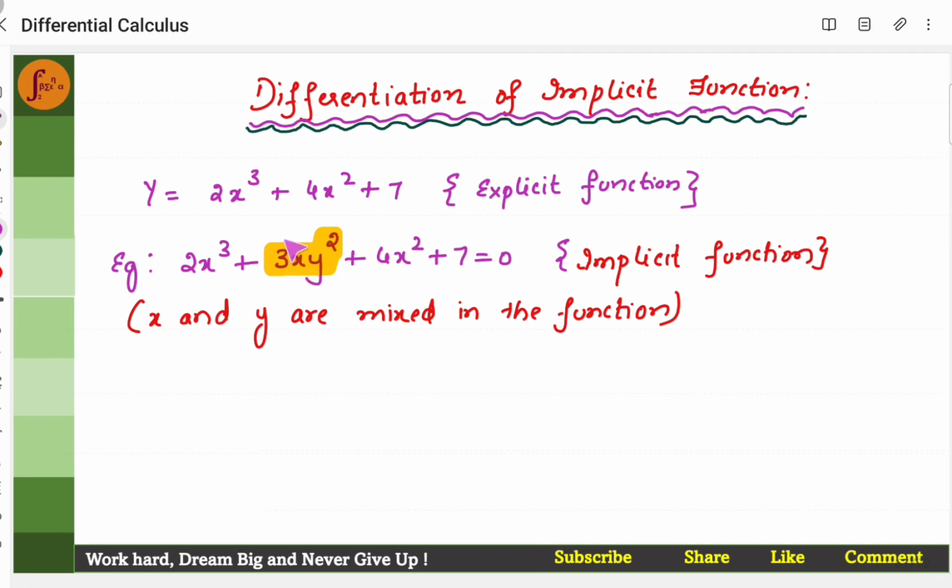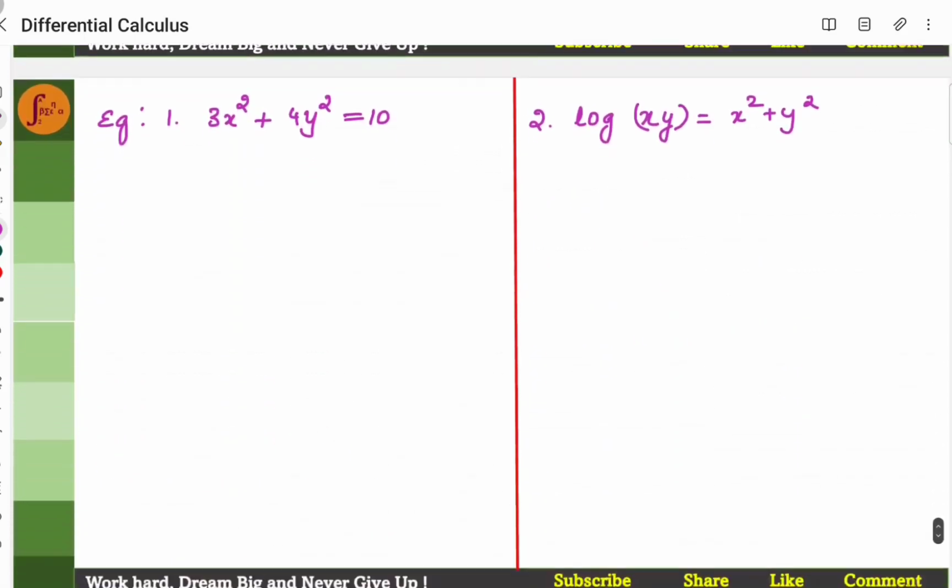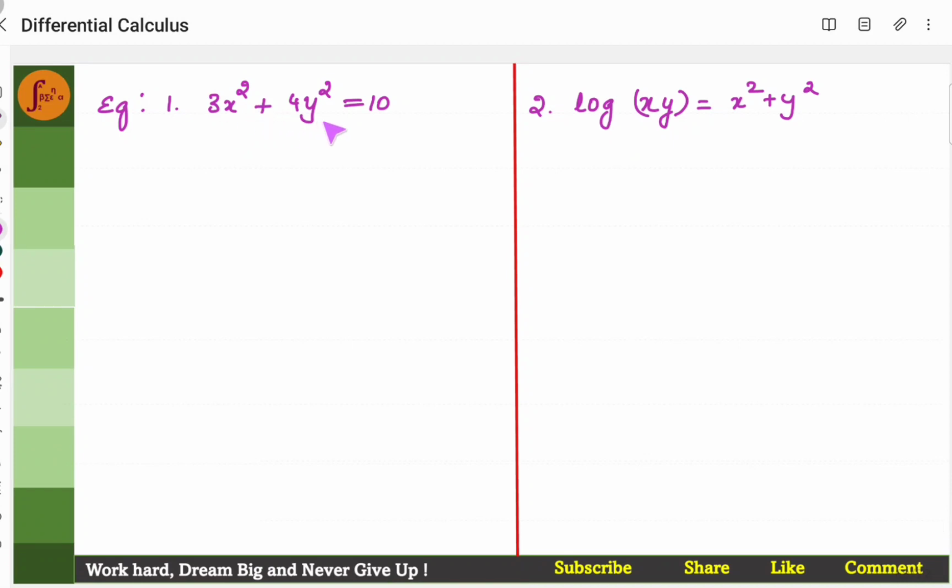So what this means is the value of the function changes based on the value of x and the value of y. Whereas in explicit, the value of y changes based on the value of x. But here, the value depends on y also and depends on x also. So now how do we differentiate implicit functions? We'll take an example here. Let's take 3x square plus 4y square is equal to 10.